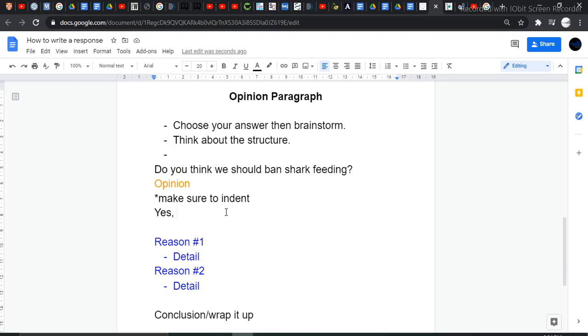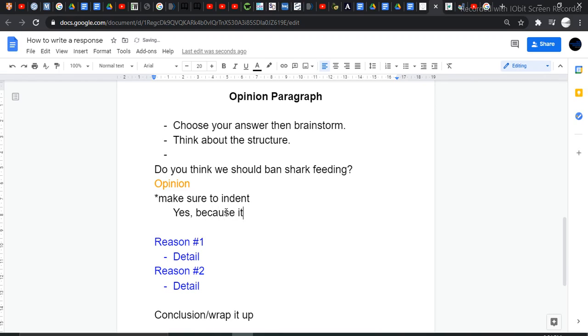However, I think that it should be banned because it has negative consequences. For example, blah, blah, blah, and blah, blah, blah. I'm just going to make it short, and I will just do the indent just so you remember that. I'll just say this is not the real sentence. This is just kind of an outline.